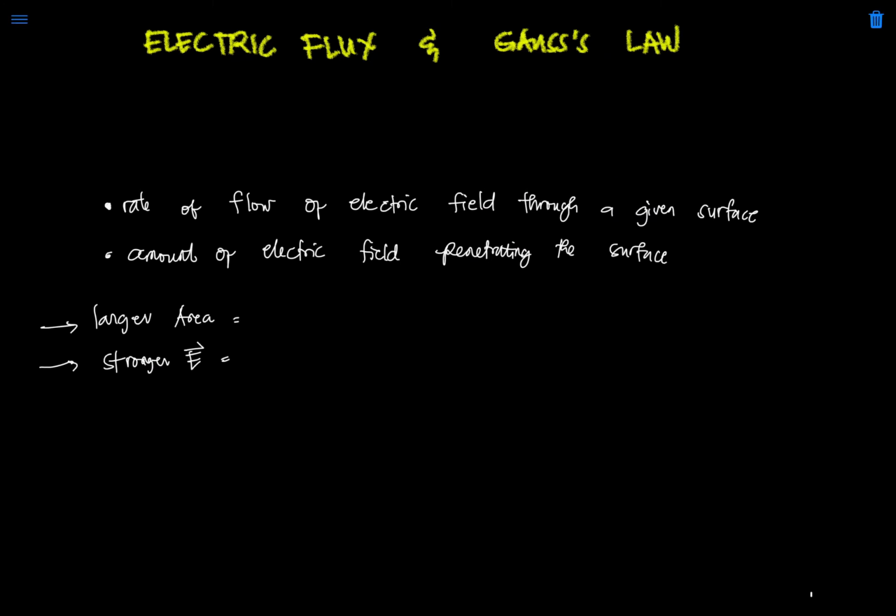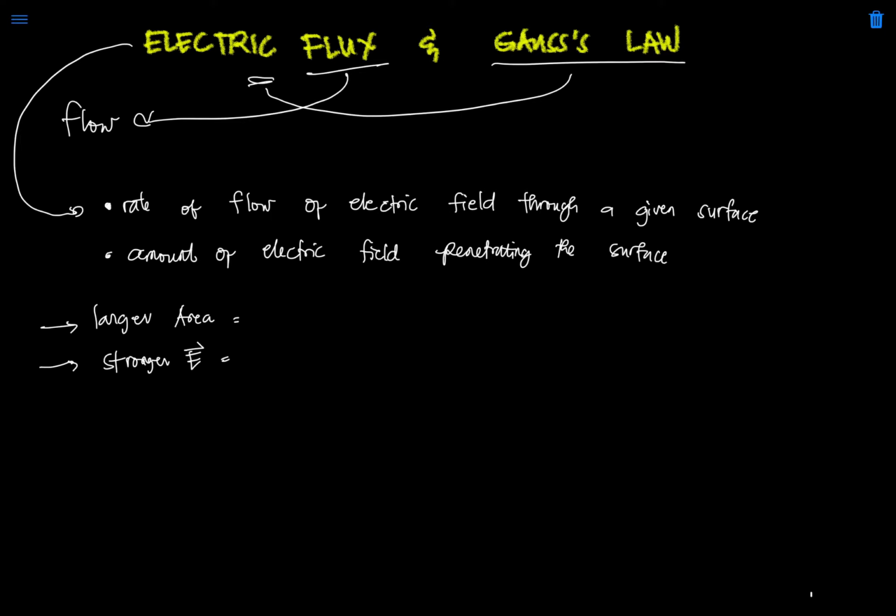Hello everyone, in this video we are going to talk about electric flux and Gauss's law. For you to understand what Gauss's law is, we need first to know what electric flux is and how to calculate it. The word flux means flow, and electric flux means the rate of flow of an electric field through a given surface, and it also means the amount of electric field penetrating the surface.